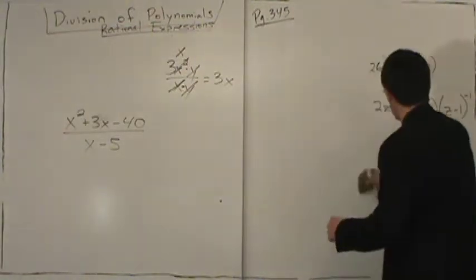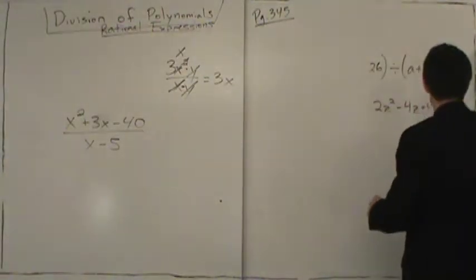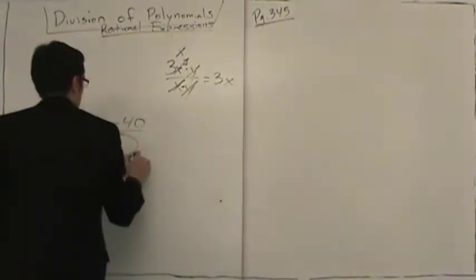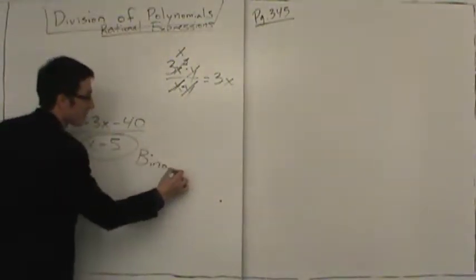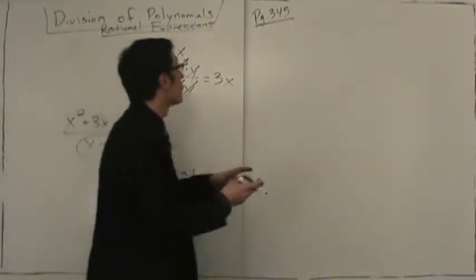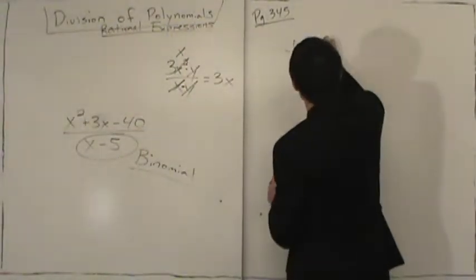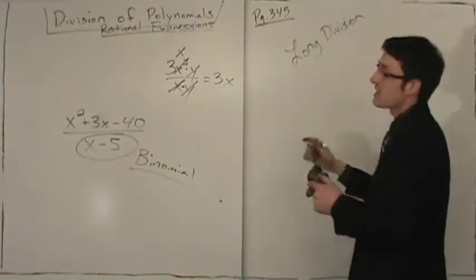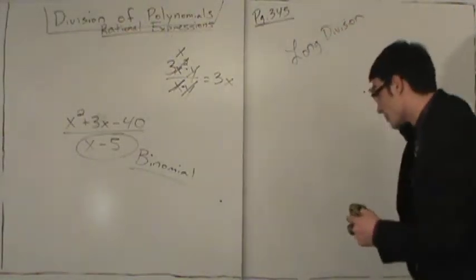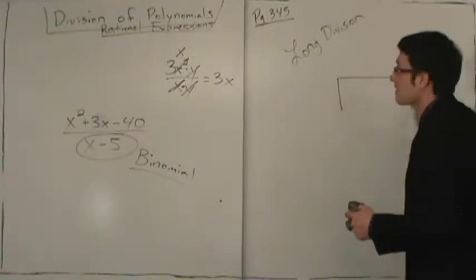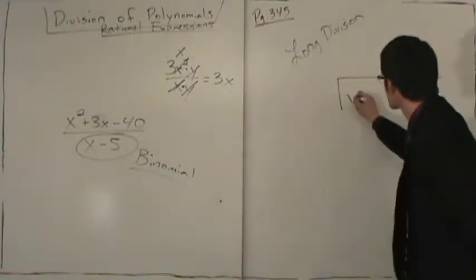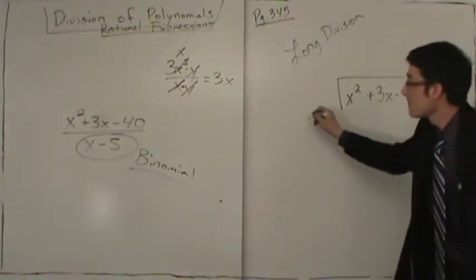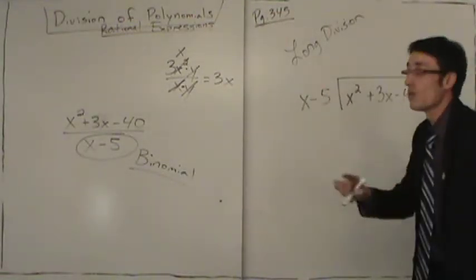So the rules for simplification, more specifically when there is a binomial in the denominator, go as follows. We use what's called long division. Okay, old school. We're going back to elementary school now. Long division, except you're doing this with x. So we're looking at x squared plus 3x minus 40 divided by x minus 5, old school.